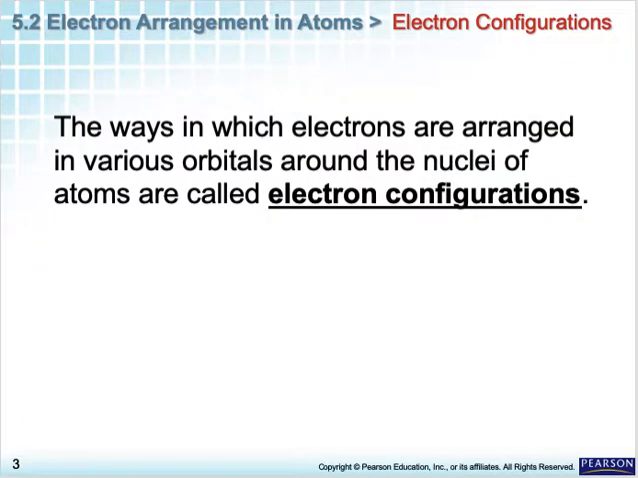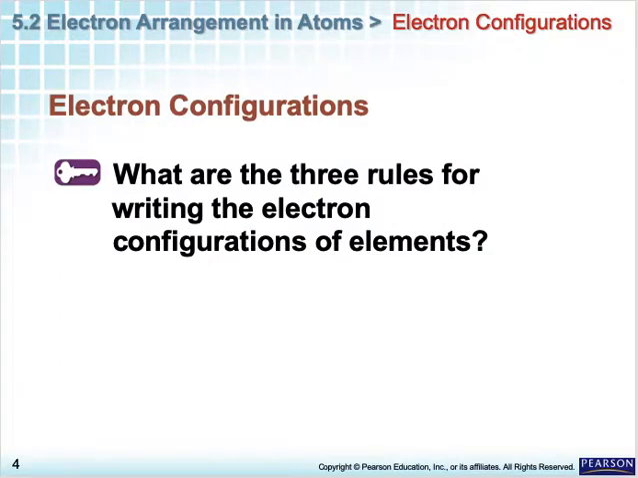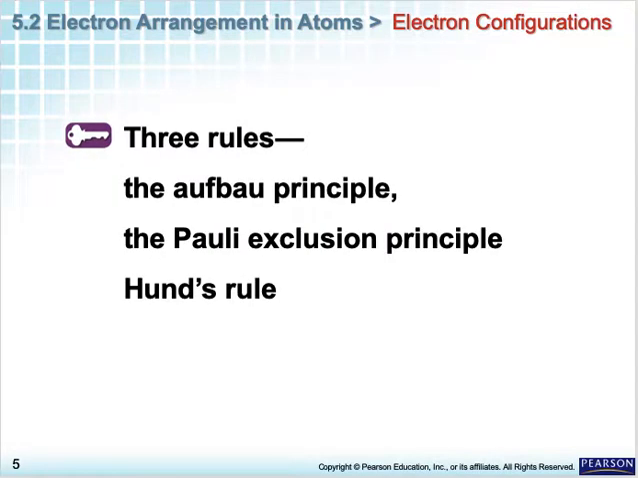The ways in which electrons are arranged in various orbitals around the nuclei of an atom is called an electron configuration. We have 3 rules for writing electron configurations. And what are those rules? You'll want to stop on this slide and make sure you write them down, leave space so that you can define each one and give examples. So the Aufbau principle, the Pauli exclusion principle, and Hund's rule.